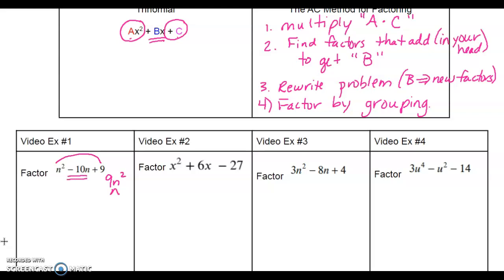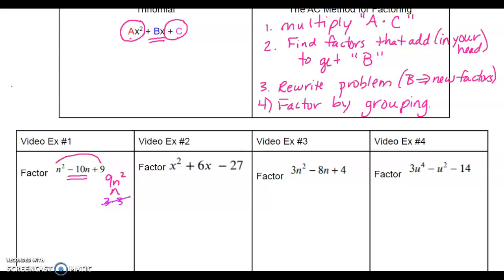And it might seem impossible, but you've got to just get some practice. So some students say, oh, I know it's 3 times 3. But if we add those, 3 times 3 is 6, and if I subtract, I could get 0. I want 10. So what does that mean? That means that 3 times 3 is not the right factors.